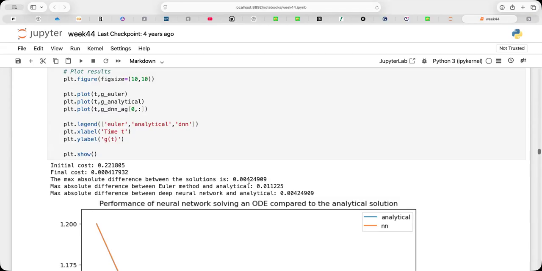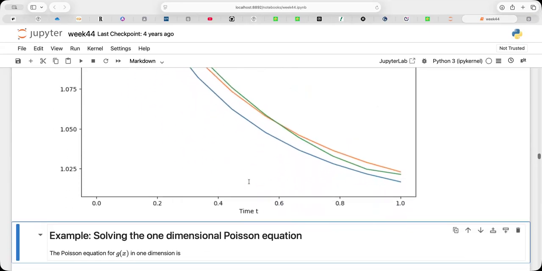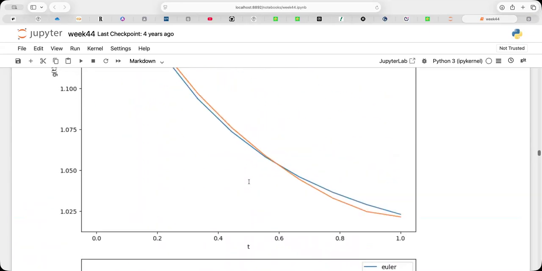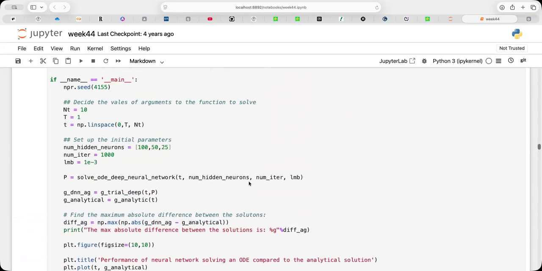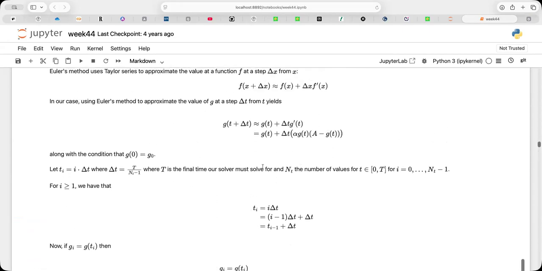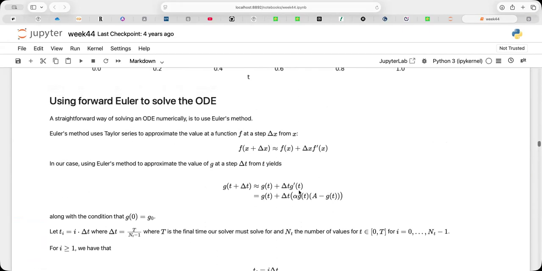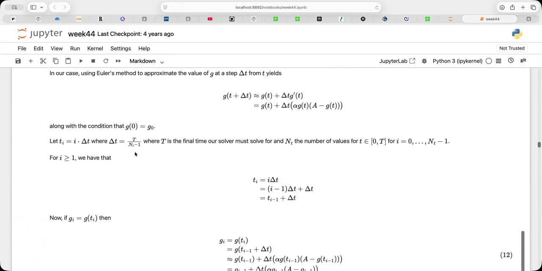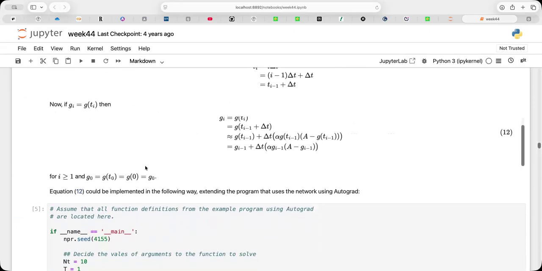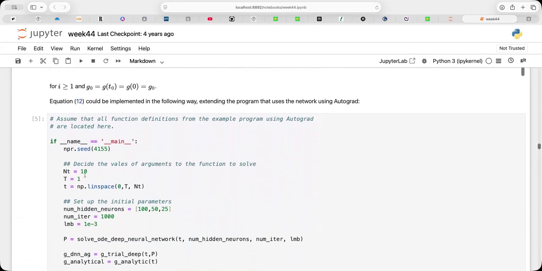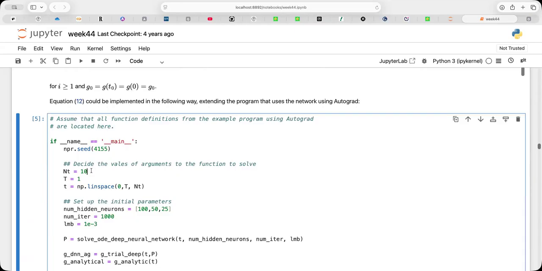So if you look back at what I had with Euler's method, with Euler's method I have a truncation error which goes like delta t squared. So I could obviously make delta t smaller and smaller if I want to. In this case, I had 10 points. So this is not very favorable for Euler's method with 10 points only.